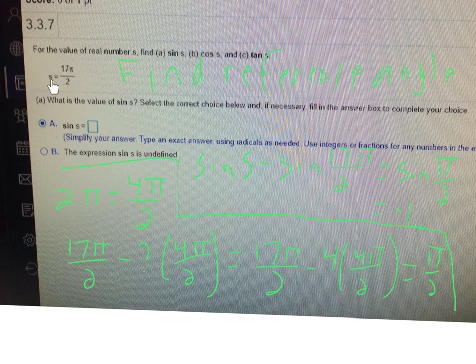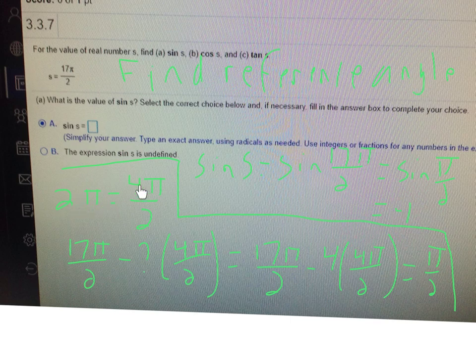Given angle is in radians, 17 pi halves, and you want to find the sine of s, or sine of 17 pi halves. So what you really want to do is find a reference angle.